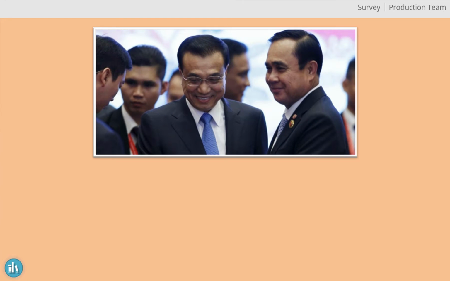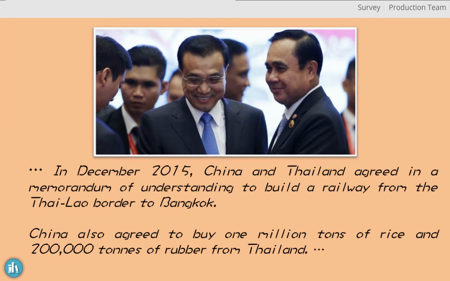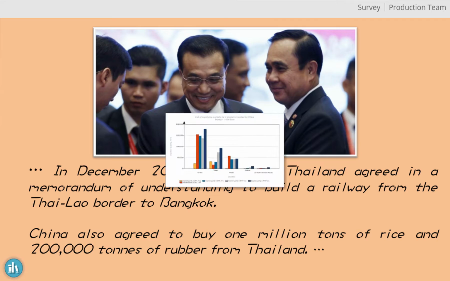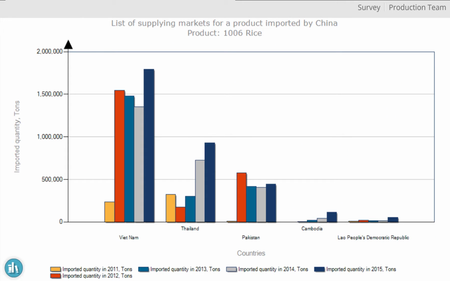The proposed deal between China and Thailand is based on the patterns of comparative advantage. China imports rice not only from Thailand, but also from countries such as Vietnam and Pakistan.